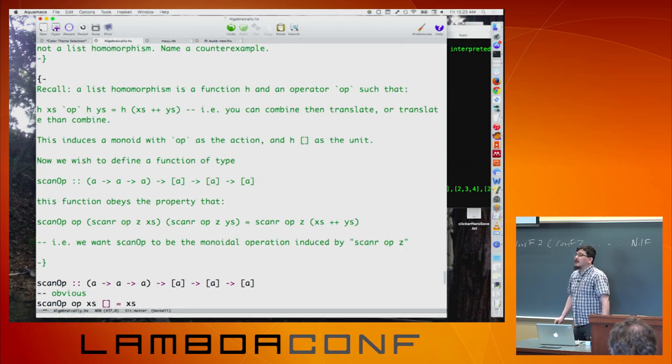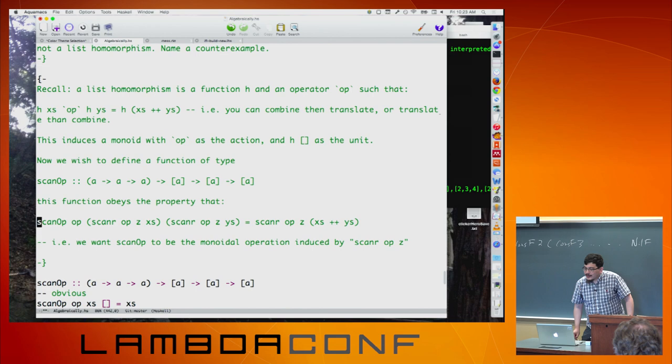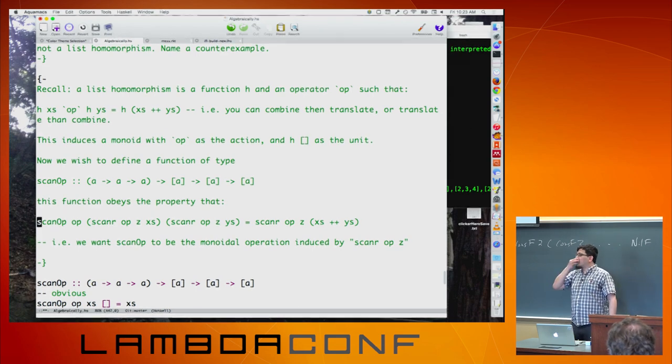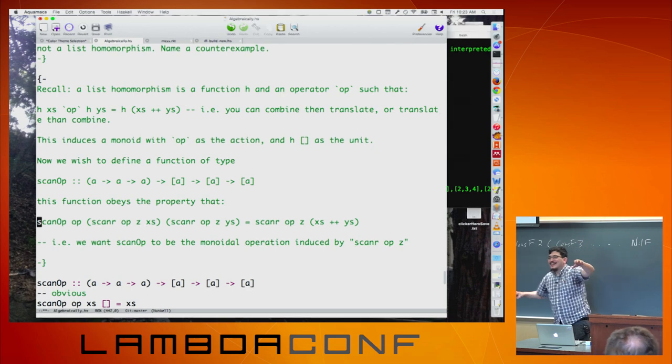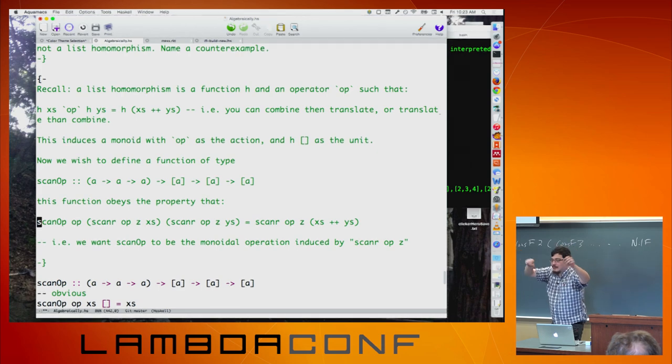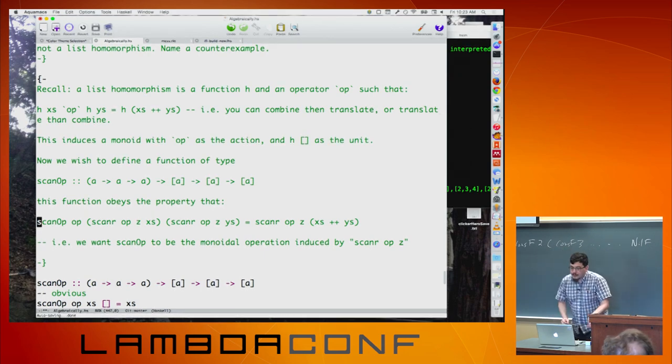I've told you that we're going to write scan as a list homomorphism, because that's how you get parallelism. So we need to write a function scanop that obeys the property that scanop of two scans is the scan of the concatenation of the lists. Now that's sort of weird, because these two things depend on each other, right? I have this list and that list, and the guy all the way at the end depends on everything else. So how can I have this operation that decomposes these in parallel, so I can build up my log n depth tree of reductions?